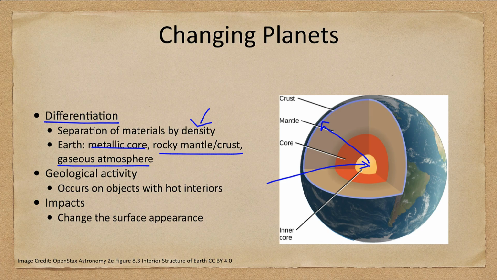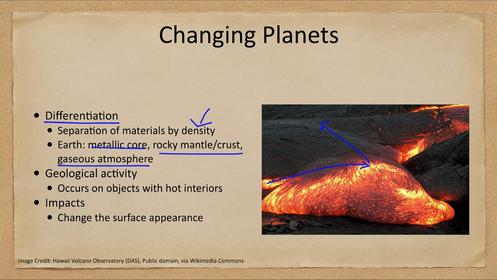Now, it's not just differentiation. That's one way planets change initially, but after they have formed, they can also have different geological activity. So any object with a hot interior, such as Earth, will have this as a possibility. And here we see a lava flow out in Hawaii, where material from the interior of the Earth, from the upper mantle that is molten, will flow up through volcanoes and then give us new material. So new material that is now present. So it is a way of changing the surface of a planet.